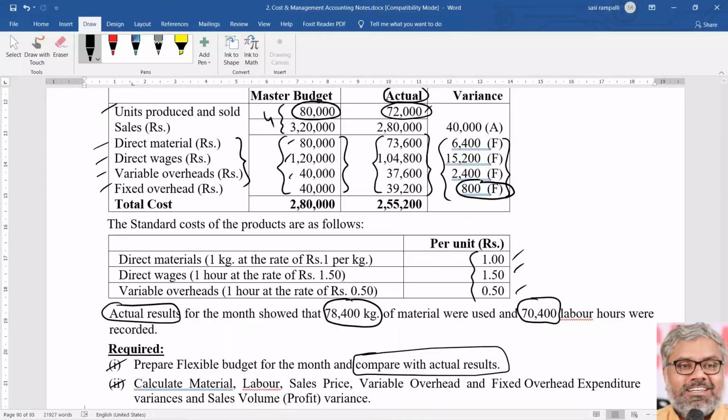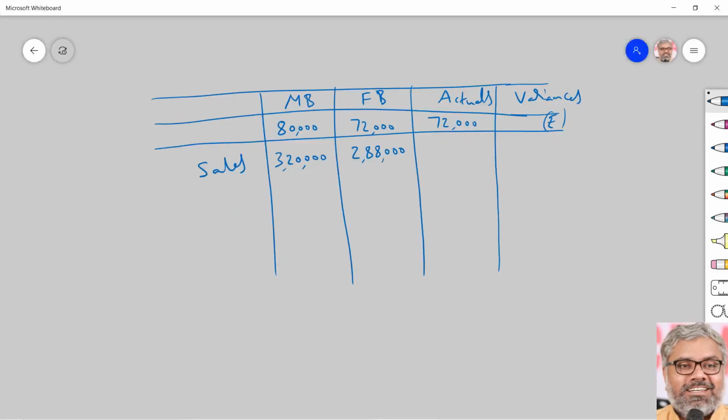But how much they have been actually sold for? Only 2,80,000 rupees. Which means good or bad? Bad, because sales are actually lower than the flexible budget. So how much bad they are? What is the variance here? That is 8,000 adverse. That is sales. You can do separately one by one. So 8,000 adverse is sales variance.